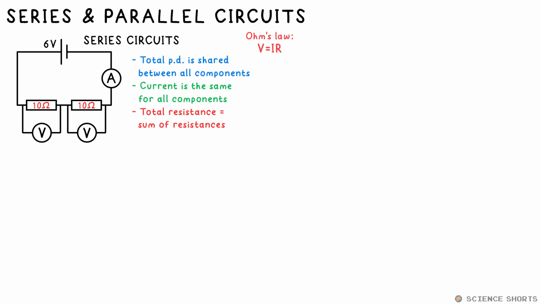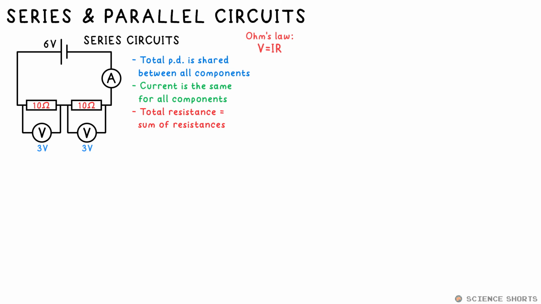Let's deal with that first point. If these resistors are the same, let's say 10 ohms each, then that 6 volts total PD from the battery must be shared between them. So if we put a voltmeter across each of these, they'd both read 3 volts. It wouldn't matter what resistances these resistors are, they could be 1,000,000 ohms each. But if they're the same, then that total PD is shared equally. By the time the electrons leave the second resistor, they have to have lost all 6 volts worth of energy, ready to go back to the battery to be re-energized.